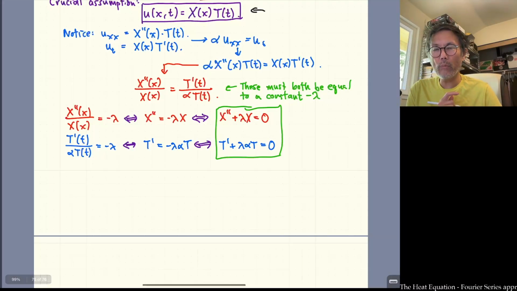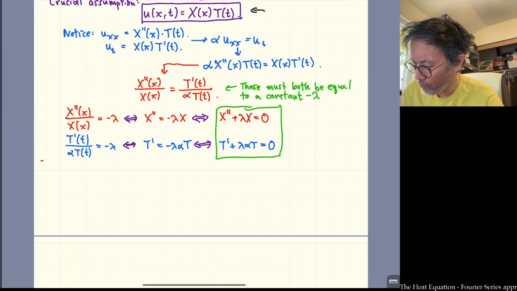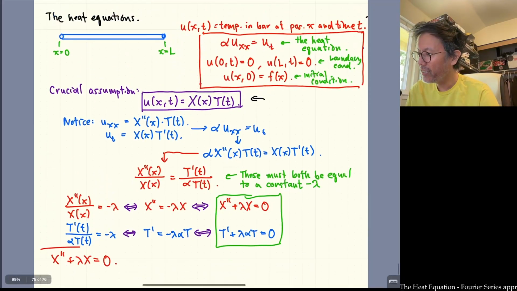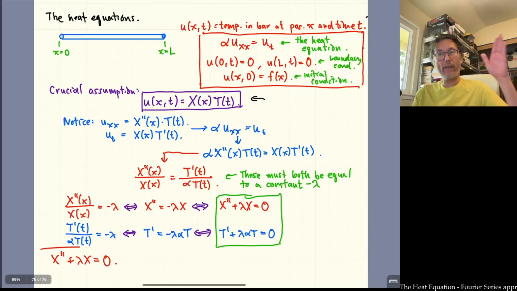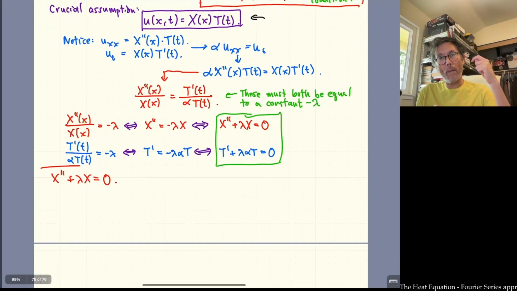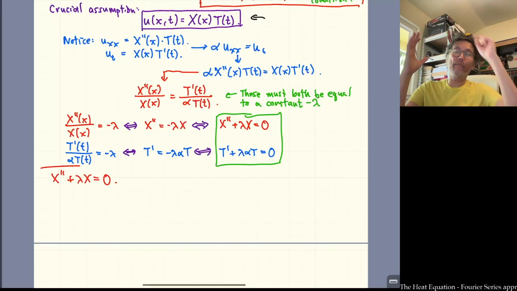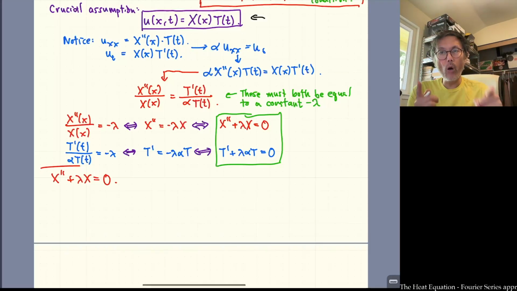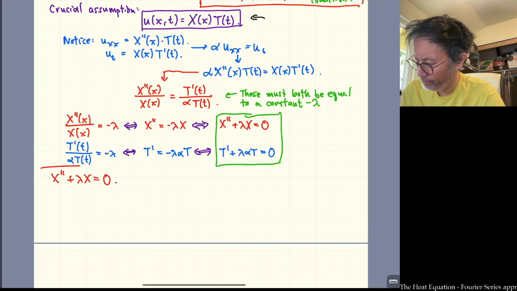So if we think about X double prime plus lambda X equals 0, let me write that part down here. Let's think about what these boundary conditions say: that the left-hand side of the bar is 0 degrees always, and that the right-hand side of the bar is 0 degrees always. What are those things saying about this big X? Well, it's saying that big X at 0 is always 0, and big X at L is also always 0. Those are our boundary conditions.